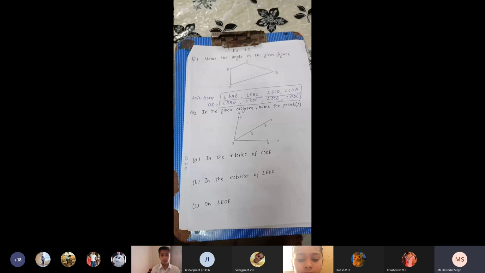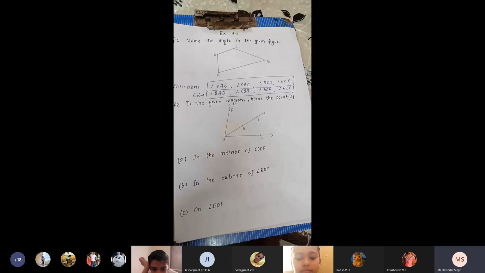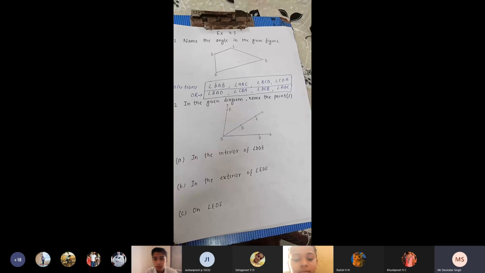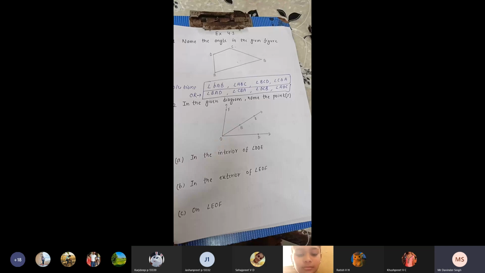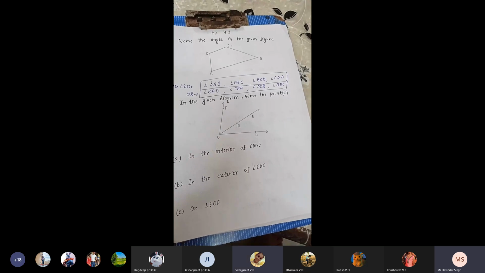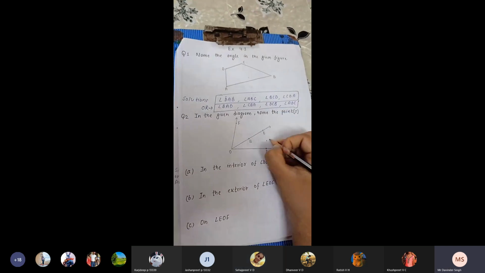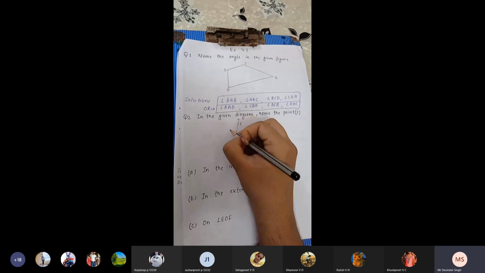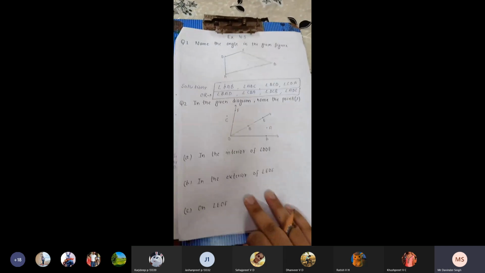So now let us move to the question number 2. So again, a figure is given to us. And let me check the book. I think there is one more point here. Just wait. Sir, 3.3. Yes. So there is a point A here also, and here it is C. I think now the figure is okay.